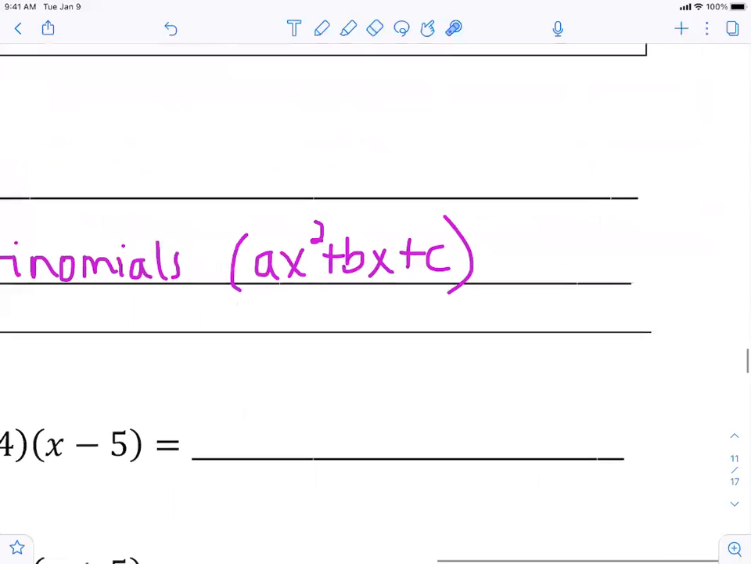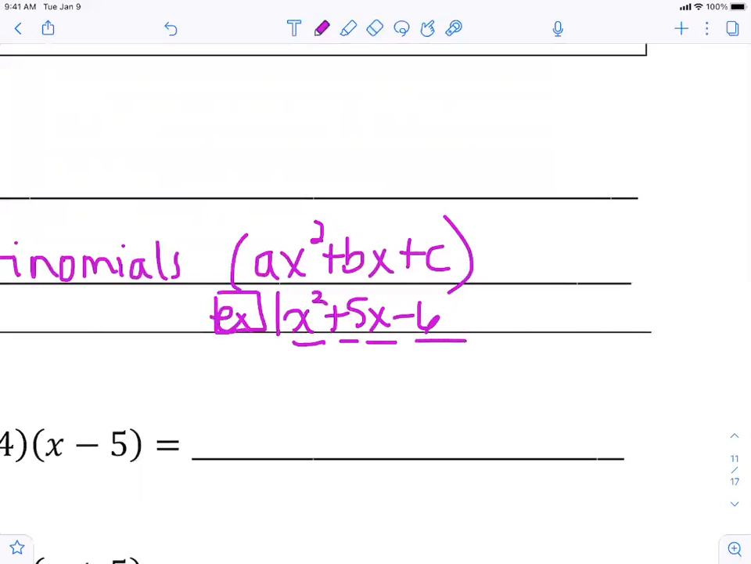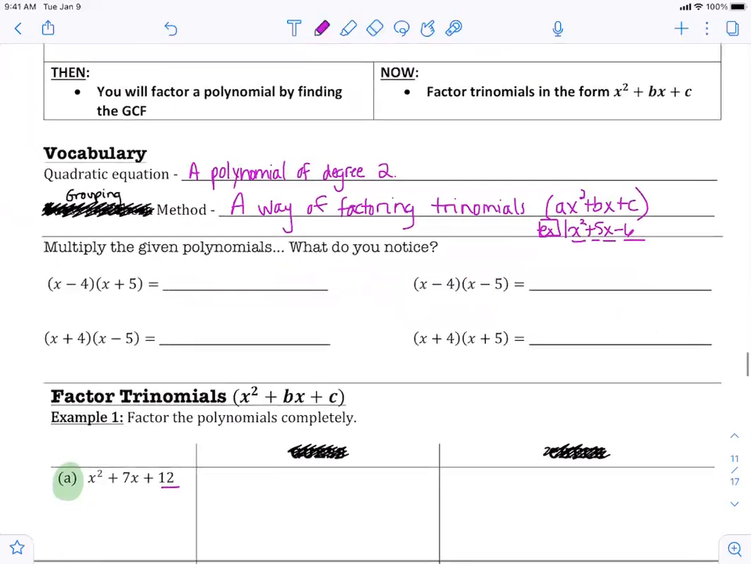Now, like I mentioned, this method we really only use with polynomials that look like this. For example, x squared plus 5x minus 6, something where you have a number times x squared, plus or minus another number times x, and then a plain old number on the end. So these problems always have at least an x squared in them. Now, this is how it's going to work.